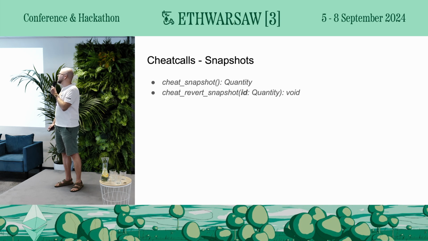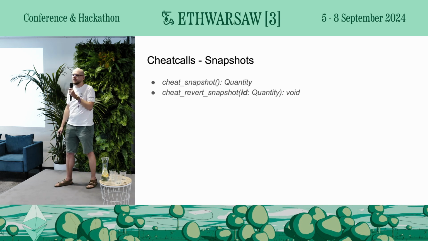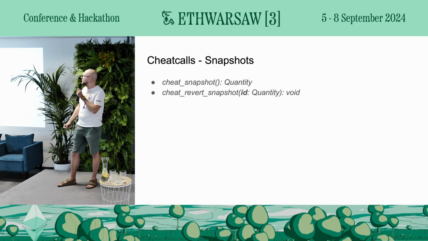Then we have snapshots. This is more or less the same as what already exists in development nodes. We have cheat snapshot, which creates internally a dump of the whole state of the node and gives you an ID representing that dump, and then you can revert to that snapshot. This is very useful when you do some costly, time-consuming initialization of a smart contract system, like deploying a bunch of smart contracts, sending some transactions to set some admin rights or whatever.